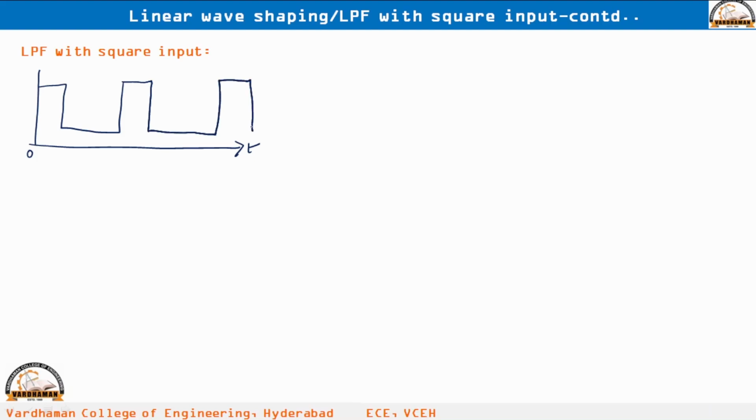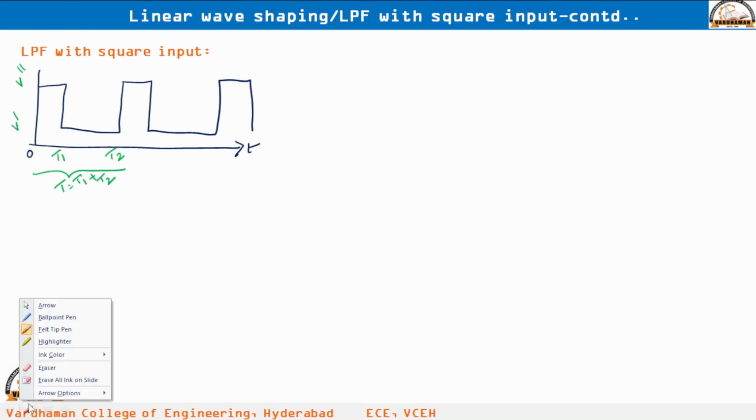So this is the input we have taken. On time is up to T1, off time is from T1 to T2. Total time period is T, that is equal to T1 plus T2. Voltage levels are V dash, V double dash. Okay, this is about input.